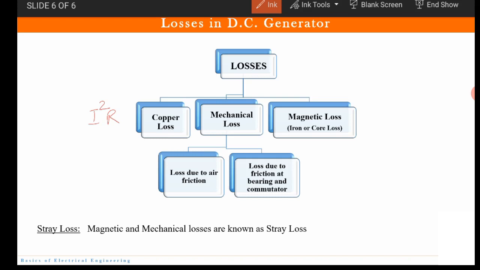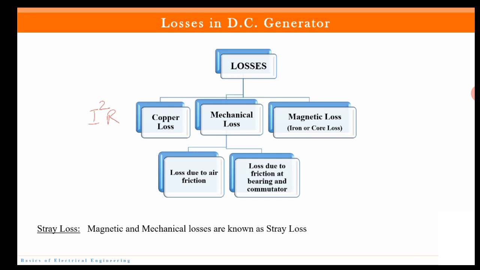The last loss is magnetic loss, which is also known as iron or core loss, and the types of magnetic losses are hysteresis loss and eddy current loss. Now we have already studied these two losses in transformer also, so we know what is hysteresis loss and what is eddy current loss. And again, magnetic losses also contribute up to 20 to 30% of the full load losses. Fine. So that's all.